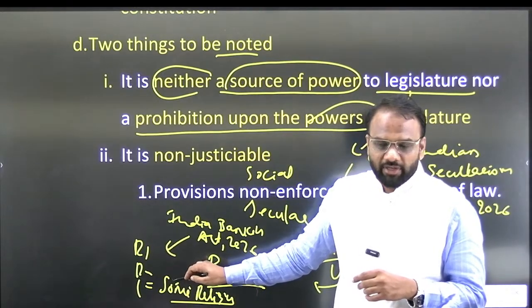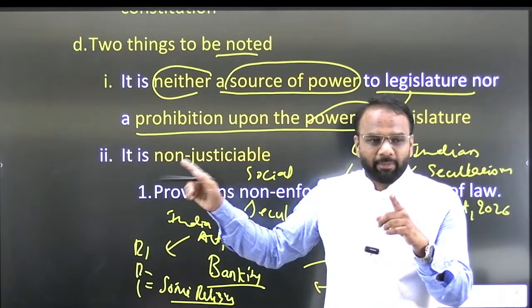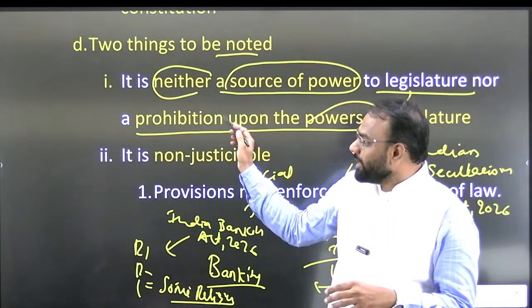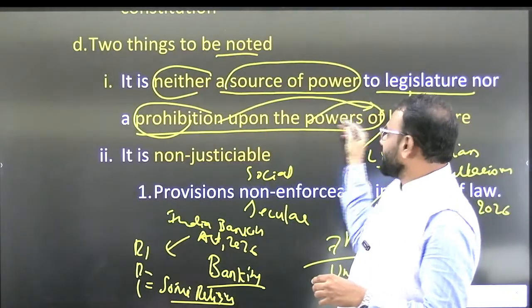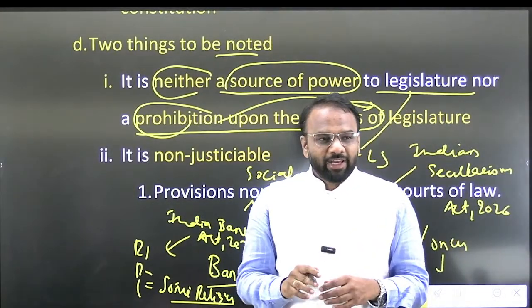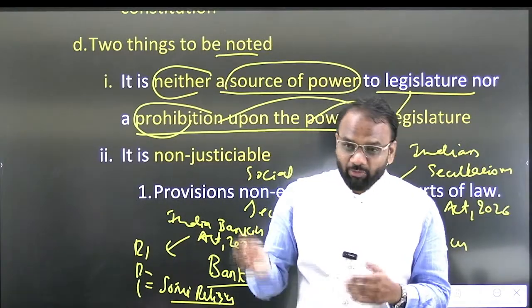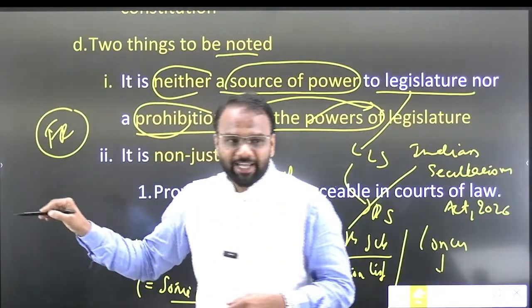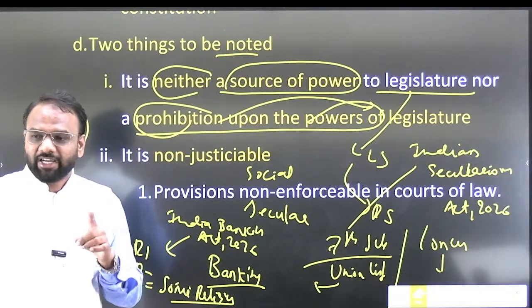Can someone come and say that you cannot make this law because the preamble says it? No, you cannot. It cannot become a restriction, a prohibition. Preamble cannot become a prohibition upon the powers of the legislature. Then who can provide that restriction? Someone else. For example, fundamental rights. Fundamental rights say prohibition of discrimination on grounds of race, religion, caste, sex or place of birth.